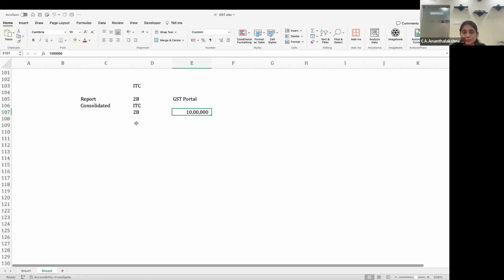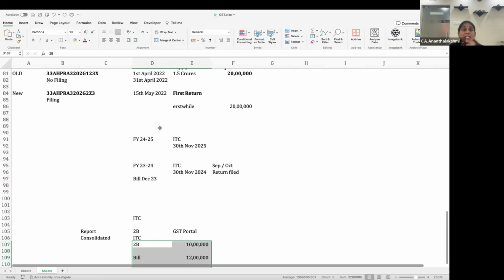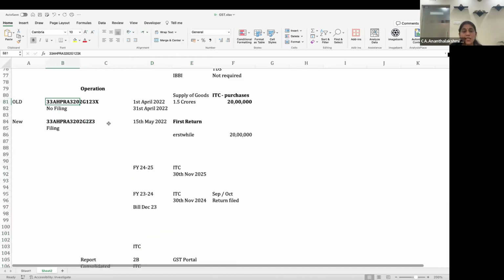Suppose I have a bill, I have paid the payment, other conditions are met, and the ITC on the bill is 12 lakhs. Earlier it was a little different. Right now, I have to restrict my ITC to 10 lakhs. Even though I have bills, I can't claim 12 lakhs. That's the rule now. This is not applicable for the first return. Why it is not applicable: this 2B will be available for this GST number alone.